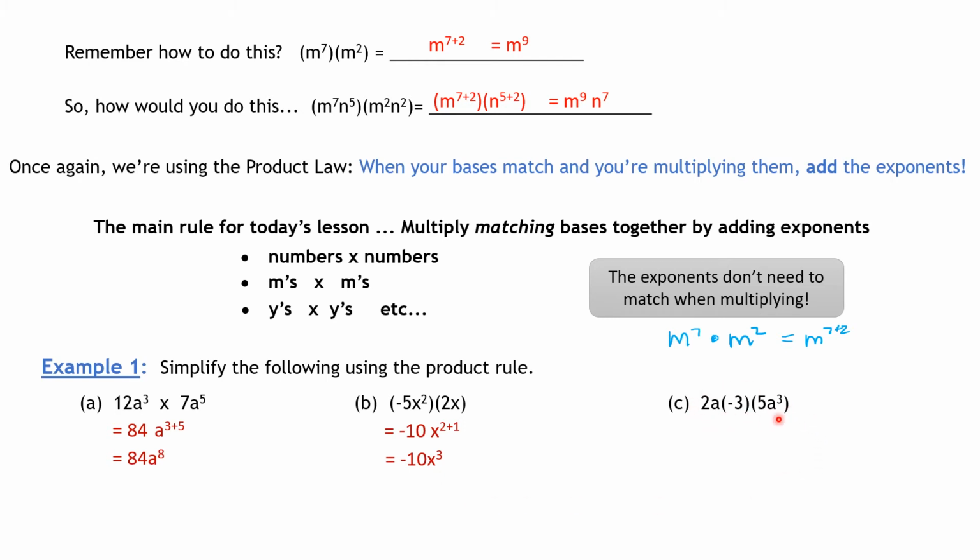This one's a little bit different, but we're still following this rule. Numbers times numbers. So I have 3 numbers. I have a 2 and a negative 3 and a 5. When I multiply those together, I get a negative 30.